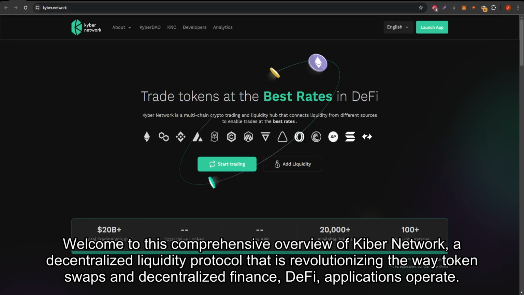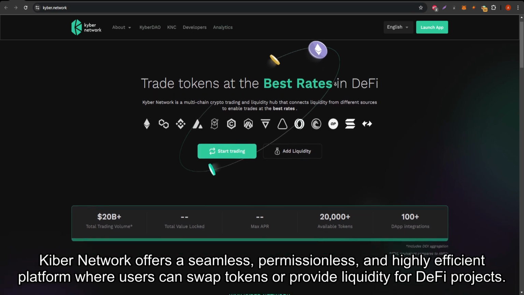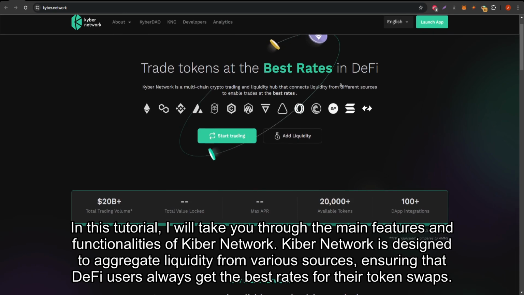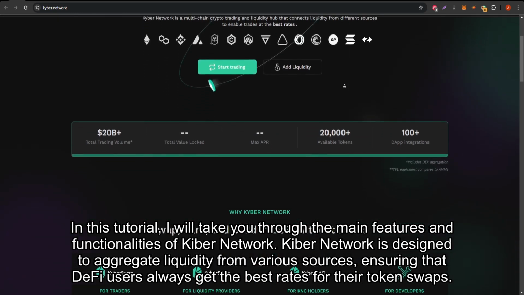Welcome to this comprehensive overview of Kyber Network, a decentralized liquidity protocol that is revolutionizing the way token swaps and decentralized finance, DeFi, applications operate. Kyber Network offers a seamless, permissionless, and highly efficient platform where users can swap tokens or provide liquidity for DeFi projects. In this tutorial, I will take you through the main features and functionalities of Kyber Network.